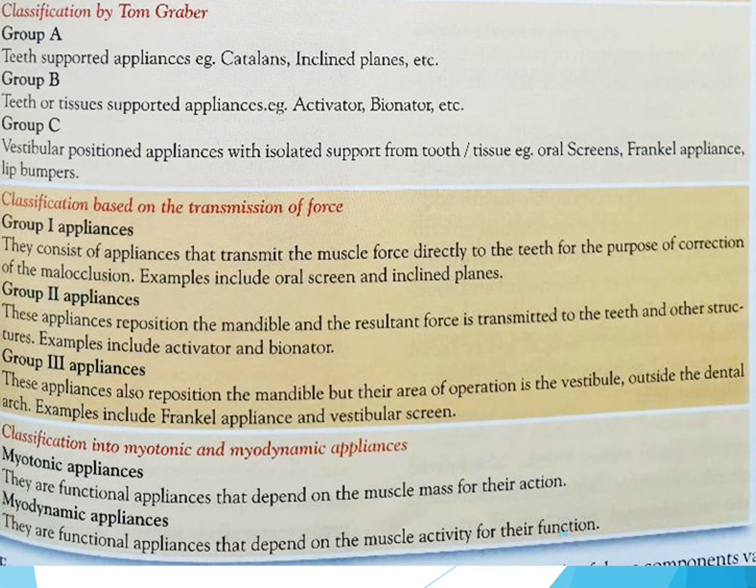The final classification is the classification into myotonic and myodynamic appliances. The myotonic appliances are functional appliances that depend on the muscle mass for their action, whereas the myodynamic appliances are functional appliances that depend on the muscle activity for their function.